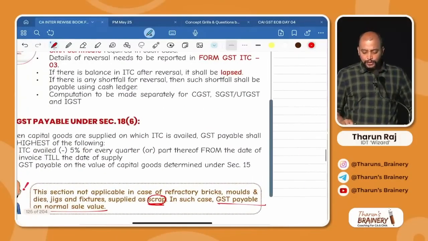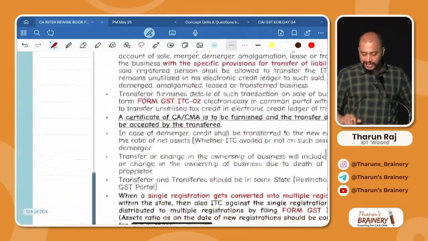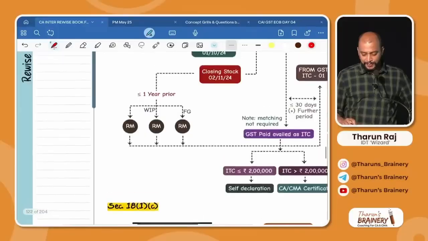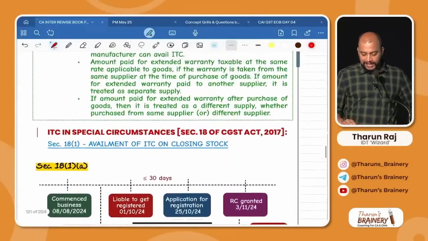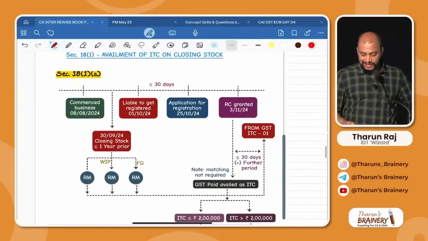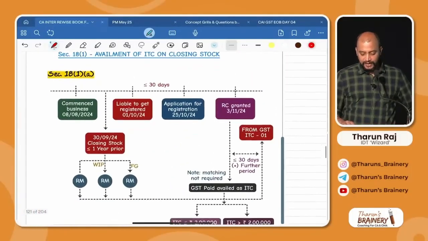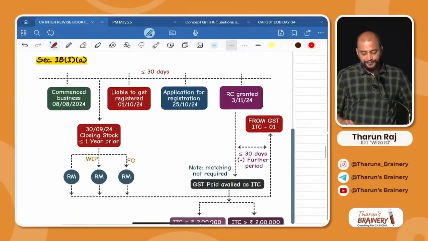Then look into Section 18, Input tax credit in special cases. Come back to page 109.